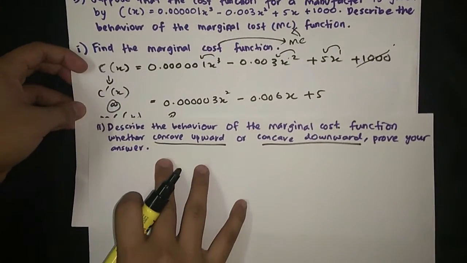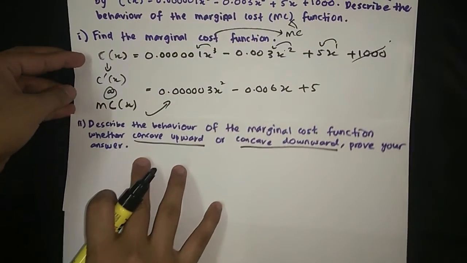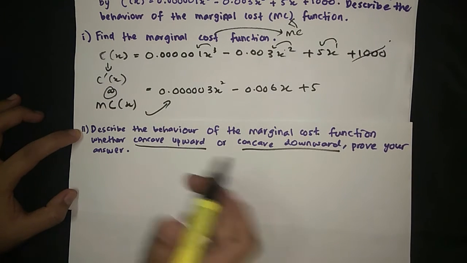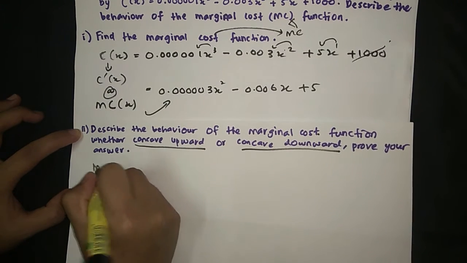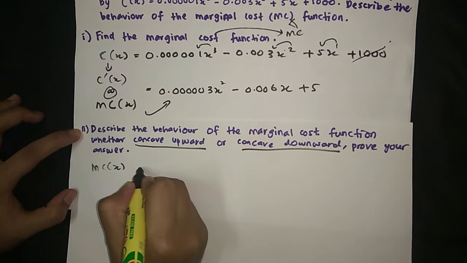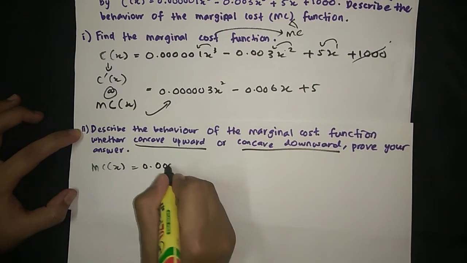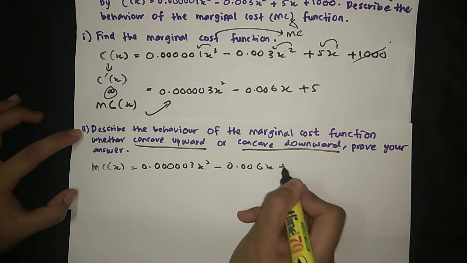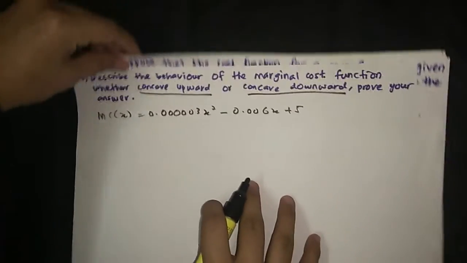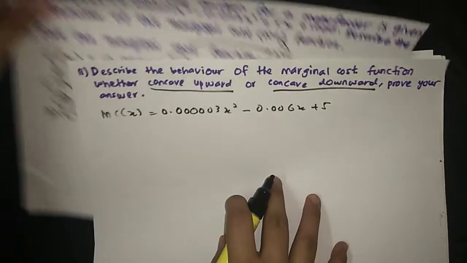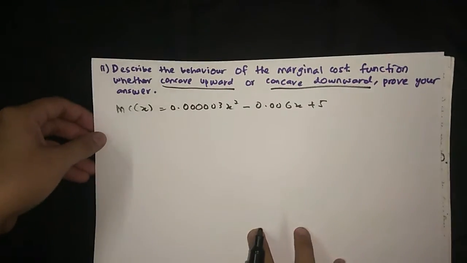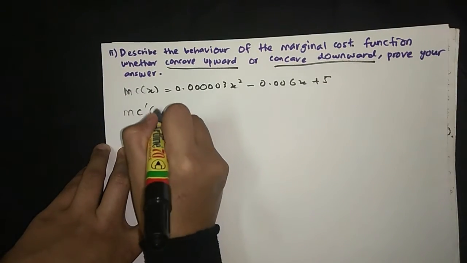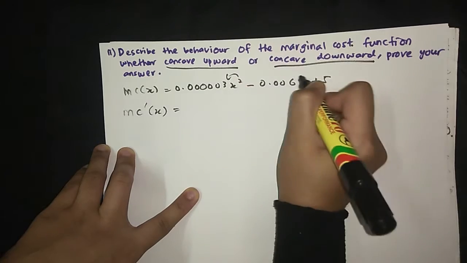Okay, let me adjust this one. Alright, so first we take out the MC function, so it's better for us to see. So the MC function is 0.00003 x squared minus 0.006x plus 5. Alright, great. Now we can see. So first we find the first derivative of the MC function, because we need to know whether it is concave upward or concave downward, right?